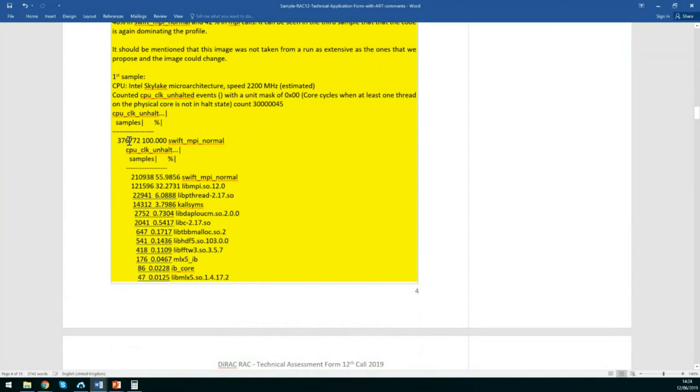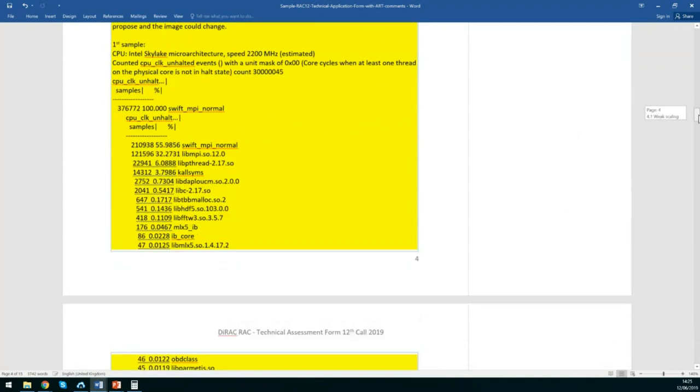So say 10 minutes, then you stop it, and then you look at the outcome. In this case, it had 376,000 samples, and it shows that it spends about 56% in the code itself, 32% in MPI, then 6% in libpthread, because SWIFT is using pthreads, then 3% or 4% in system calls, and then the rest in HDF5, FFTW, and things like this. So that is a spot check.